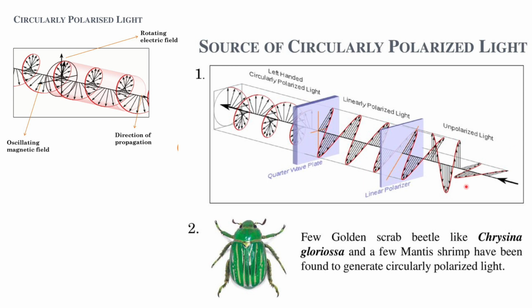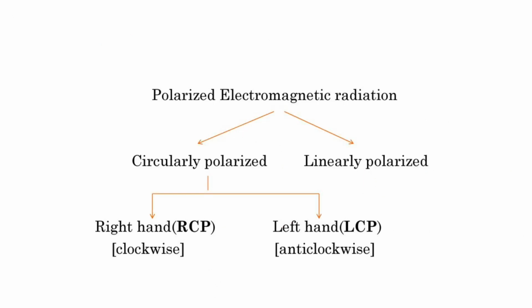Also, where does this polarized light come from? A few golden scarab beetles like Chrysina gloriosa and a few mantis shrimp have been found to generate circularly polarized light. And further, circularly polarized light can be categorized as right hand circularly polarized, which is clockwise and abbreviated as RCP, and left hand circularly polarized, which is anti-clockwise.